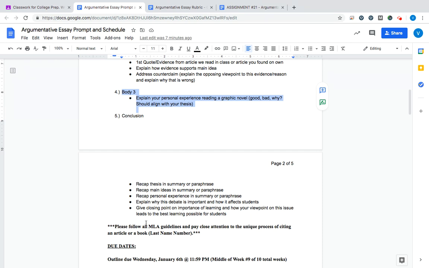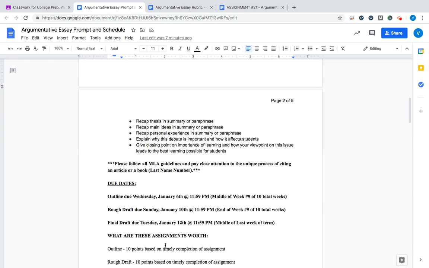Obviously, we need to make sure we are using MLA, both for the formatting of our paper, which I will give you some assistance with once you are done with the rough draft and starting to work on your final draft, and also our citations as well, our in-text citations.